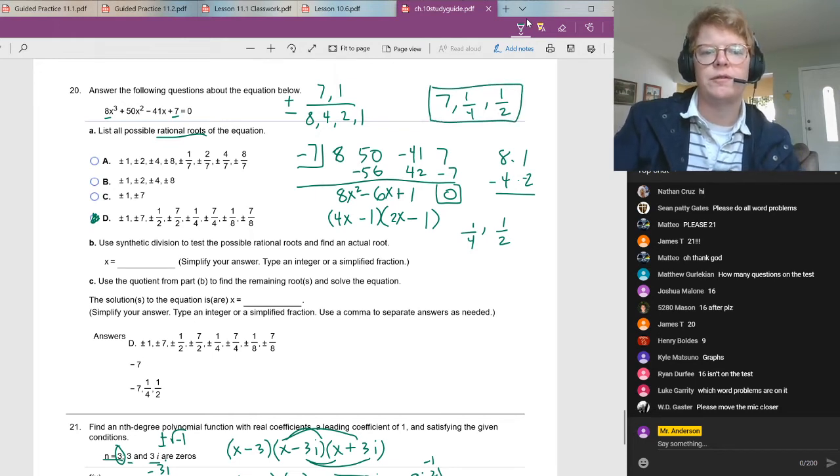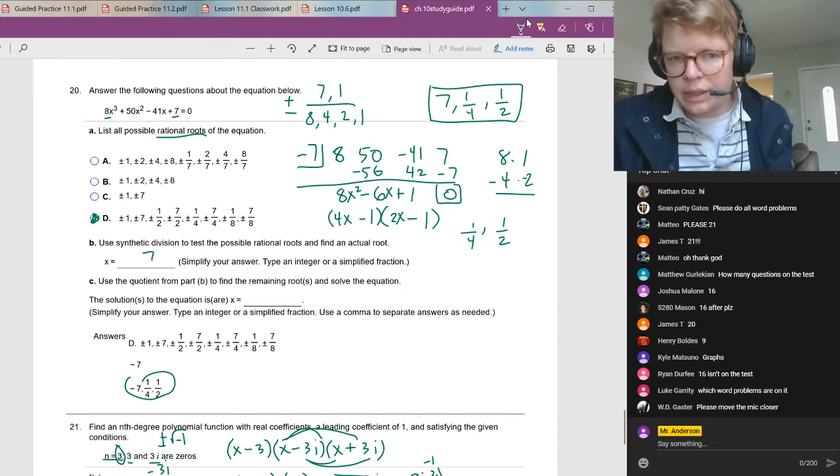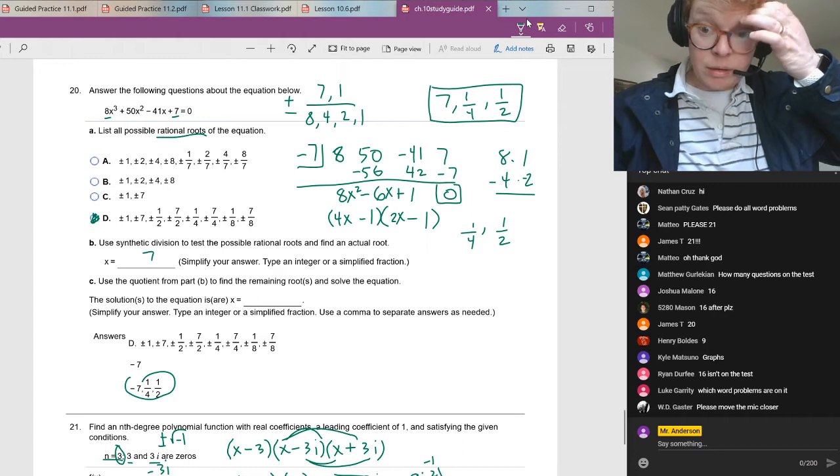Okay, so the first one, I figured out 7 worked. I used graphing to do that, and then I found the rest of them by doing synthetic division. All right, that's 20, 21.